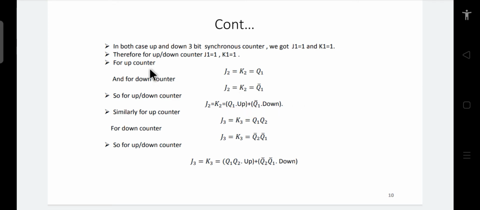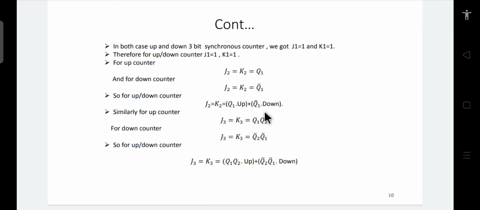We have designed the up counter separately and the down counter separately, and now we are mixing them together. To mix them together we have used this input M: Q1 dot M, and because both of them should be 1, only then will this term be 1. So Q1 and M plus Q1 bar dot M bar. Our J2 and K2 get this function if we want to make it an up-down counter. Why is this so? Because for the mode control, this will be activated and this will be deactivated.